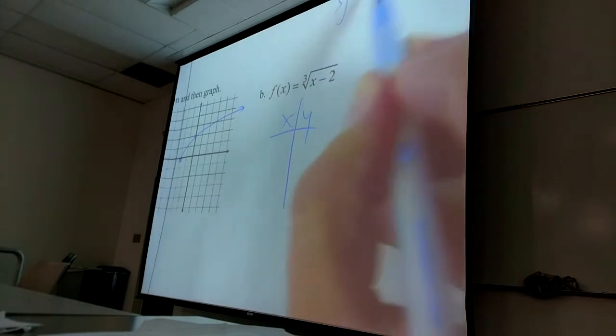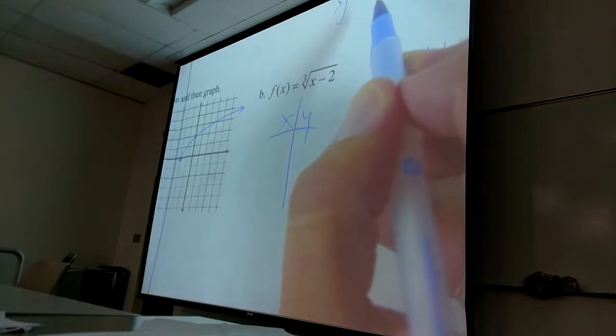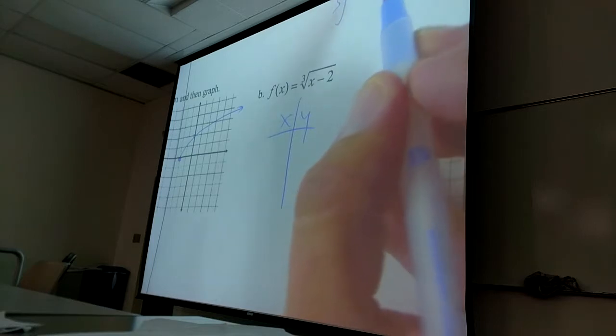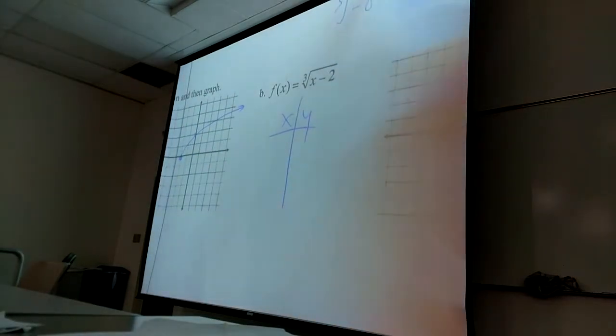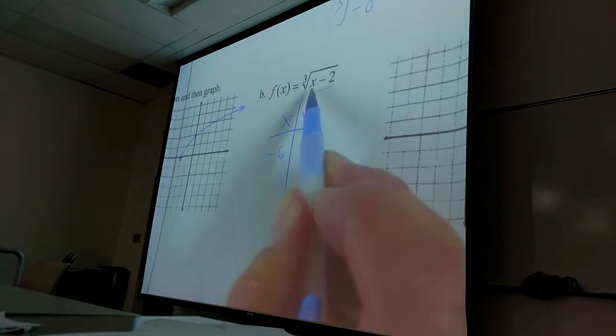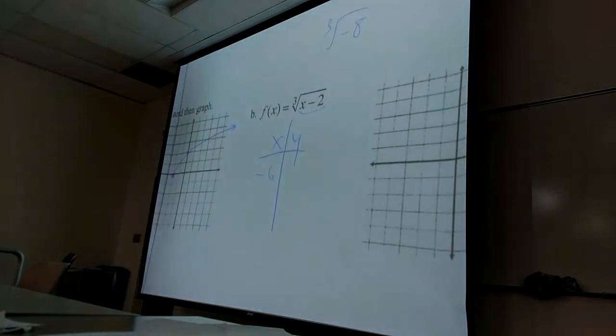What's the cube root of a negative number I can do? Give me a negative number that I can do the cube root of. Negative 8, which you can use. How do I get a negative 8 inside? I put a negative 6 in. Negative 6 minus 2 is negative 8. You guys see what I'm saying? Look at the function. What numbers can it handle well? And then what do you make x to make that number show up? So I know it can handle negative 8, and inside is x minus 2. So what do you take 2 away from to make negative 8? Negative 6. That's a good input to use because it leads to an output that's nice. I don't want to try to graph 1.73546, whatever.